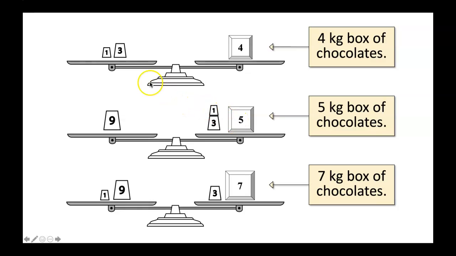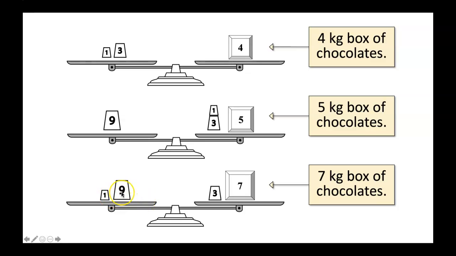He doesn't have anything between the 3 and the 9, and he has to weigh 5. So he puts his 9 on this side, and then to get it to balance, he puts the 1 and the 3 along with this box, and the total of this is 9. So these balance.